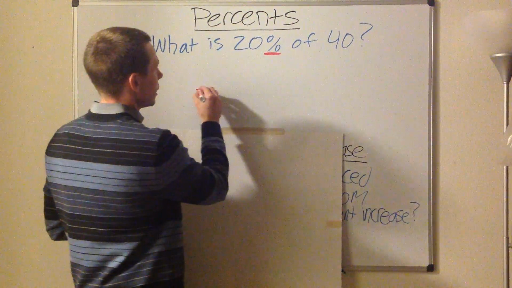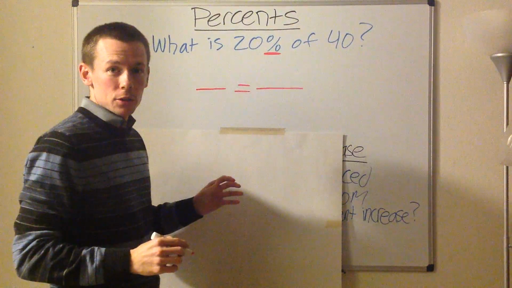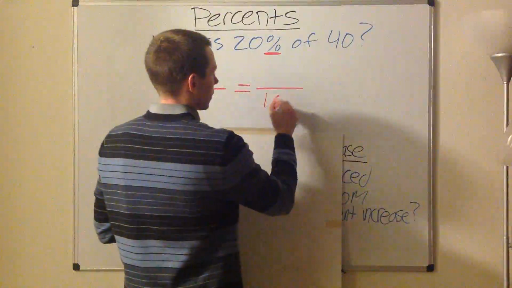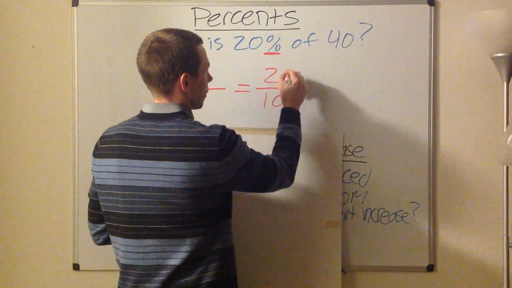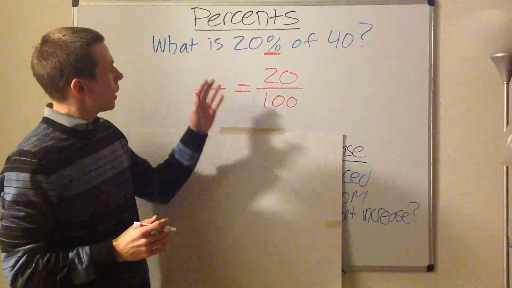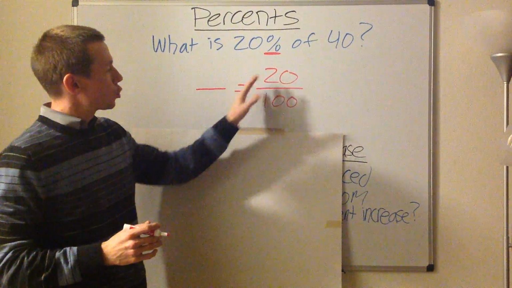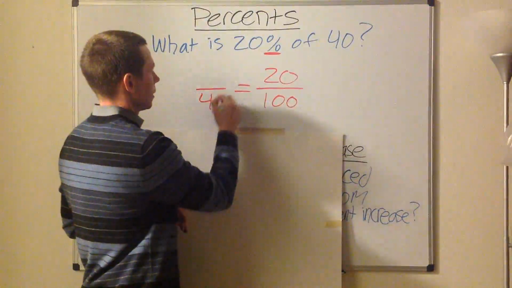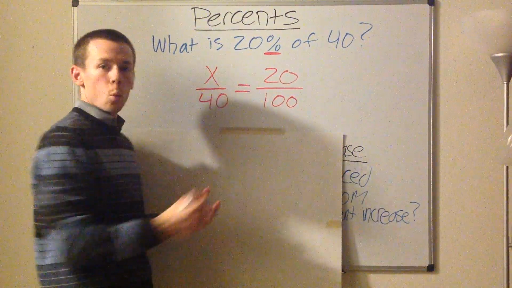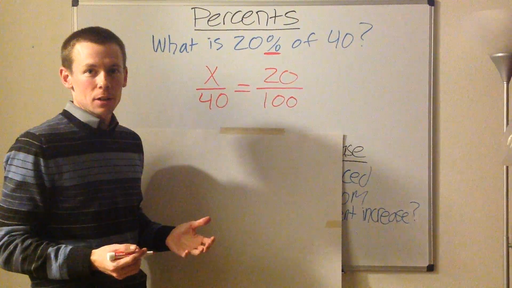So what I'm going to do is set up two fractions. One of them relates to the percent, which we have as 20 out of 100. And the other one relates to 40. What I want to know is 20 out of 100 is equivalent to what number out of 40? That's essentially what this question is asking us.